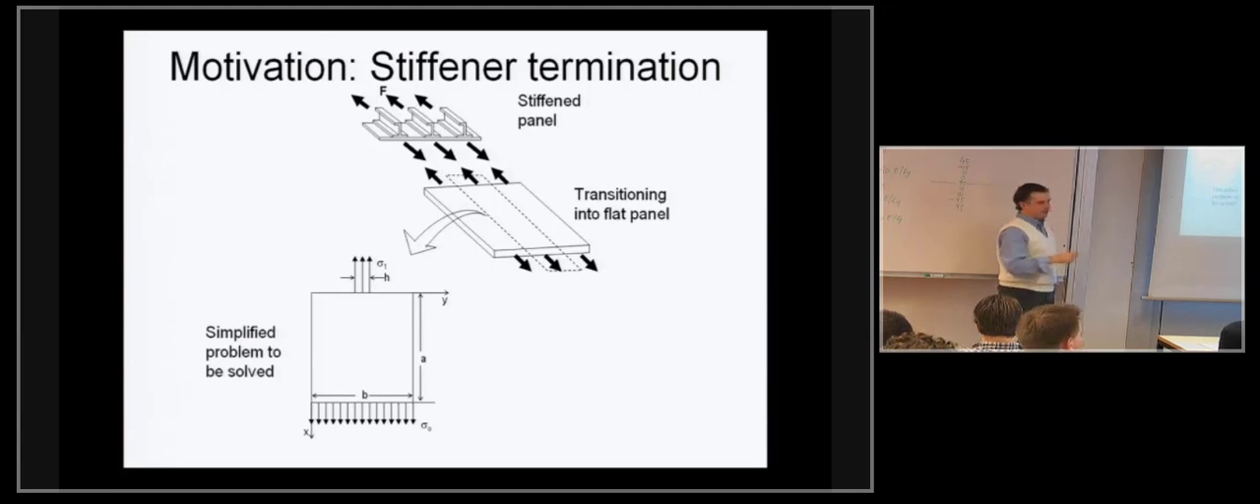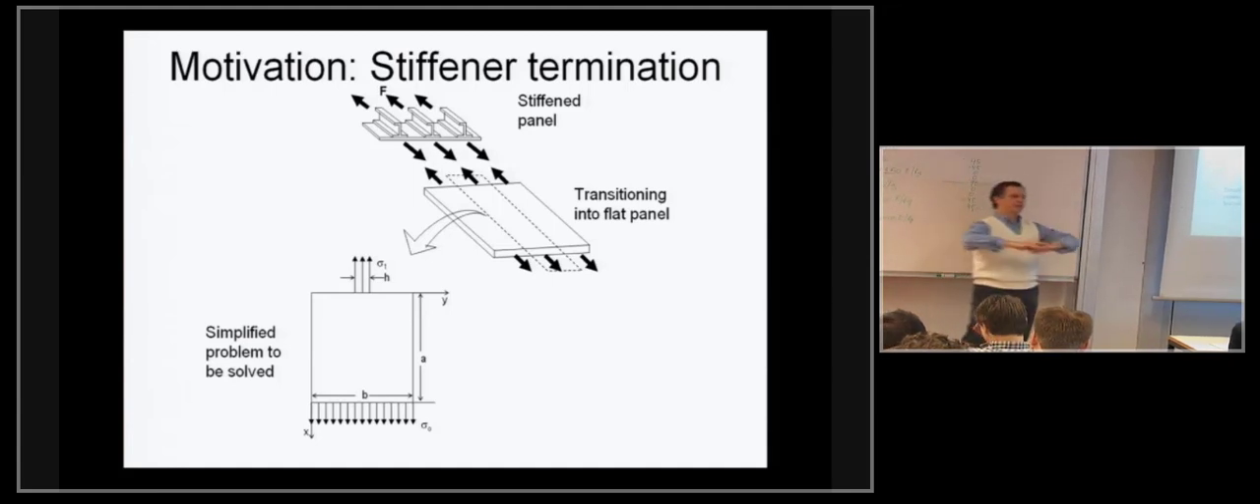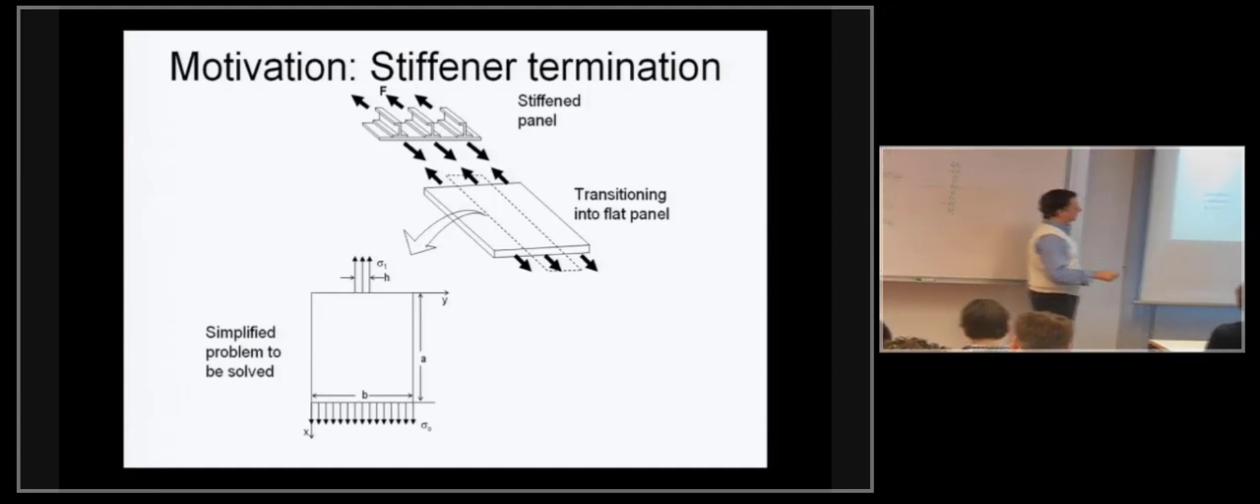Now I'm showing it as tension. It can be tension or compression. And at the other end, far enough from this termination, I would have the load fully distributed and transferred into the panel, being a uniform load.